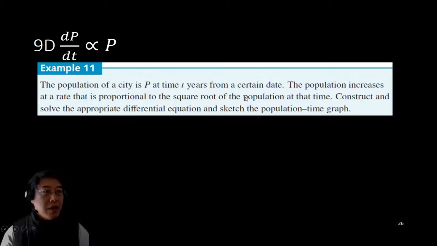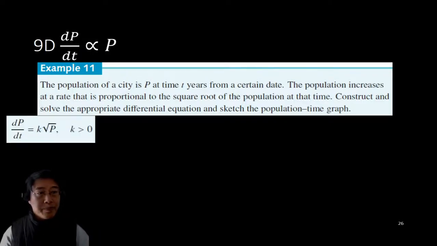Okay, and what you do is you write this symbol, and that's not really an algebraic equation, but you transform that into equals k times whatever you have written at that stage. So that's what you do. You write equals k square root of p. K has to be positive because it says increasing. If it was decreasing, then k would have to be negative.